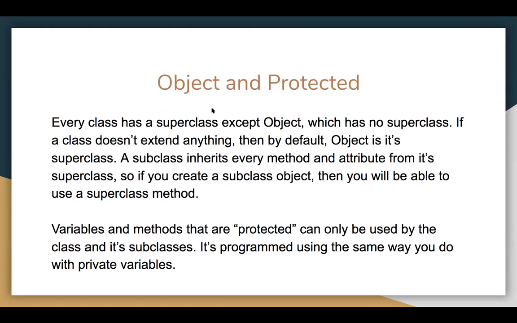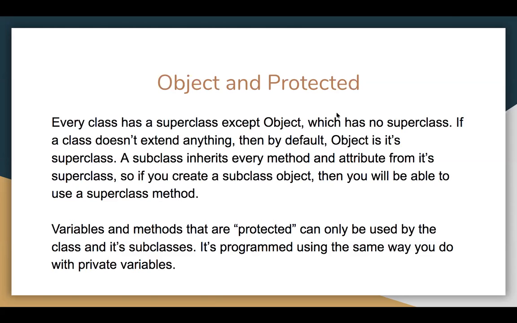Some other information before we get to that. Object and protected. Every class has a superclass except Object, which has no superclass. If a class doesn't extend anything, then by default, Object is its superclass. A subclass inherits every method and attribute from a superclass, so if you create a subclass object, you'll be able to use a superclass method.